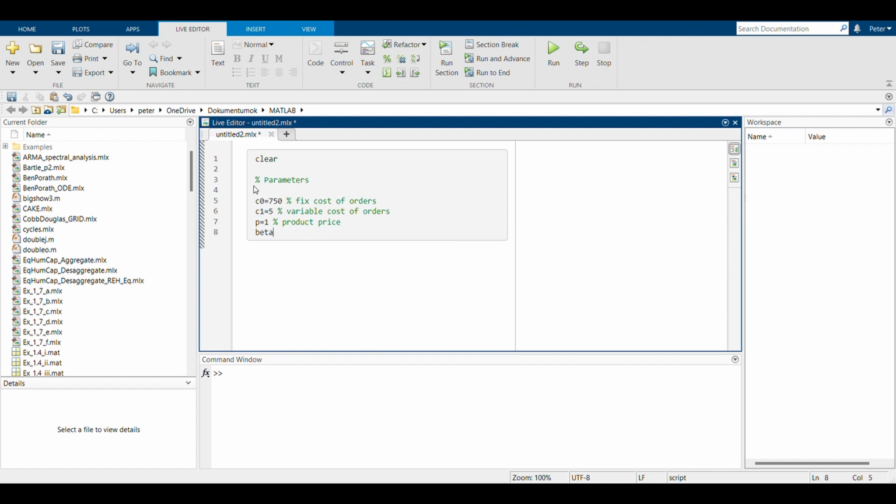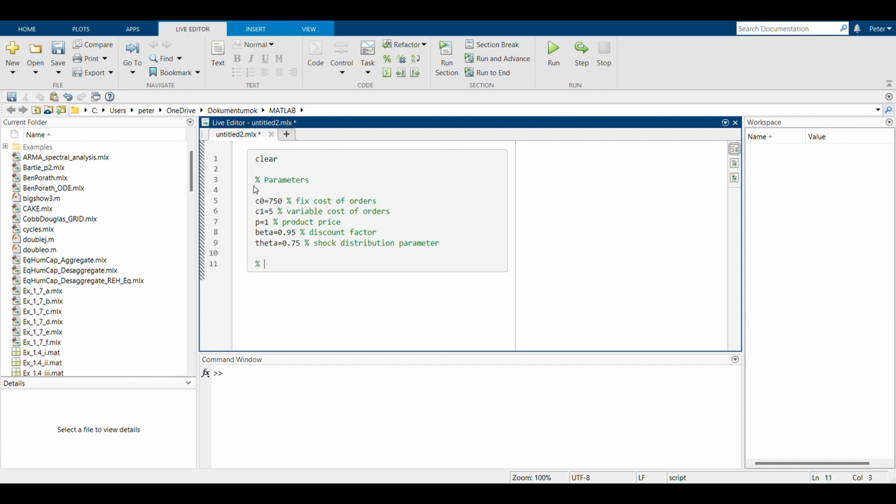Beta, of course, this is the discount factor. And theta, which is 0.75. This is the shock distribution parameter. Okay.